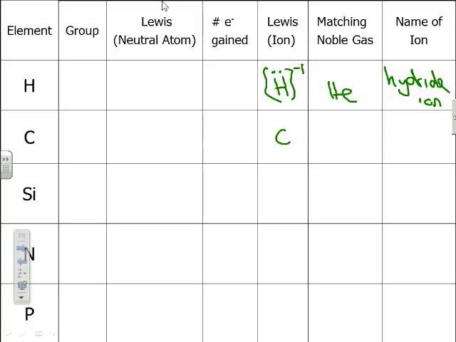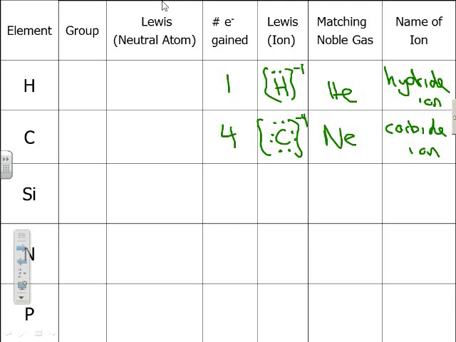8. 1, 2, 3, 4, 5, 6, 7, 8. Actually, I'll put the number that are gained. -4. What's it isoelectronic to? Neon, right? We've moved ahead there. Neon, and this is carbide ion.